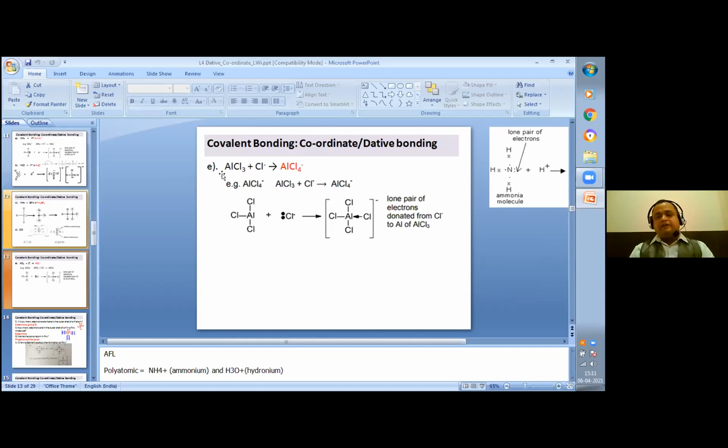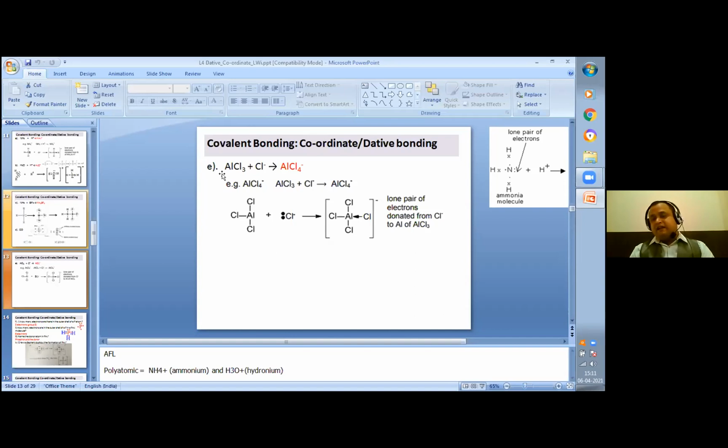In AlCl3, the central atom is aluminium and its atomic number is 13. The configuration is 2, 8, 3. That is, in the first shell 2 electrons, in the second shell 8 electrons, in the third shell 3 electrons. So the third shell means the outermost shell. There are 3 electrons. Okay. Now, aluminium is combining with 3 Cl atoms to form AlCl3.